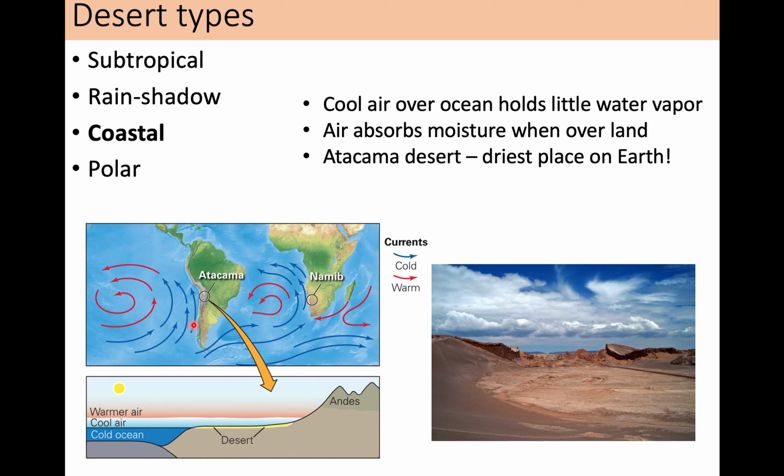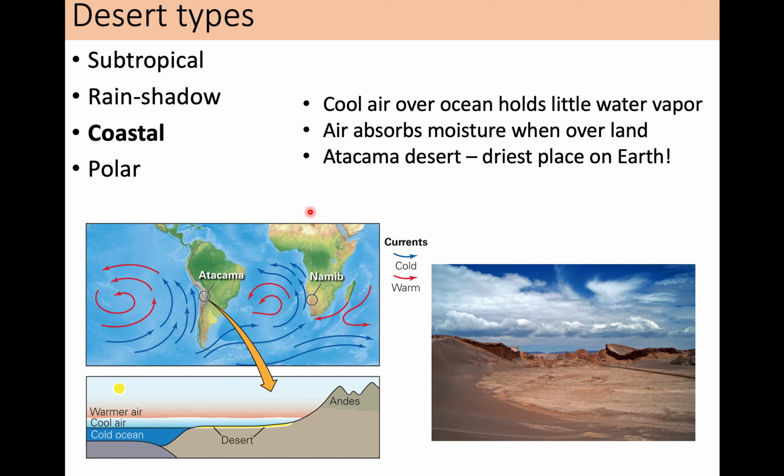The ocean water is cool. It's going to keep the air above it cool, which means that air will not be able to hold much water vapor. So when this very dry air moves over the landmass, there's not going to be much water in the air to begin with.